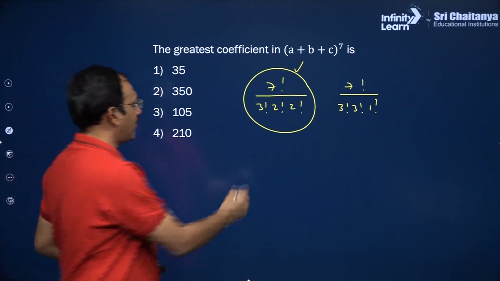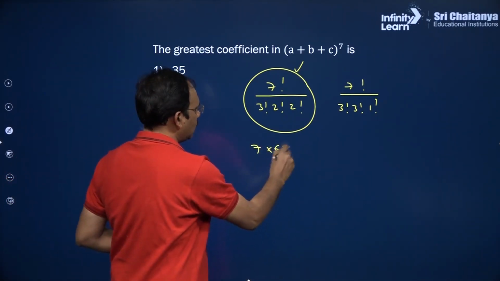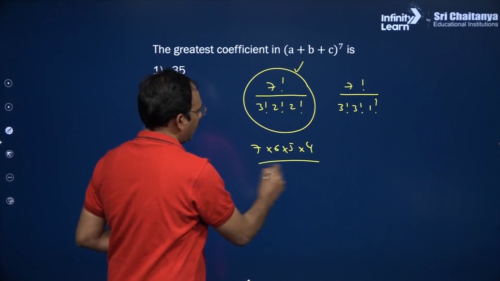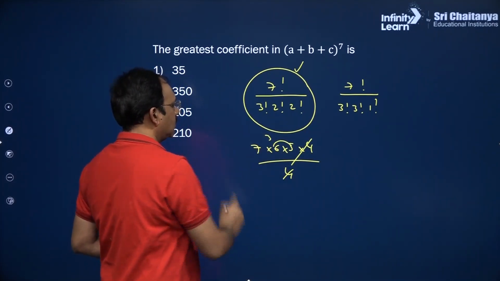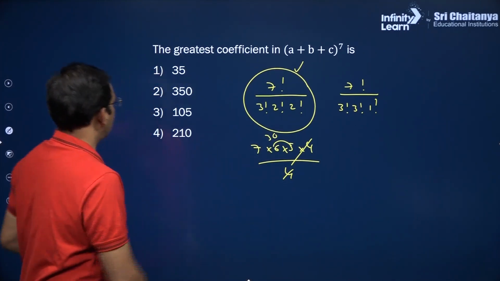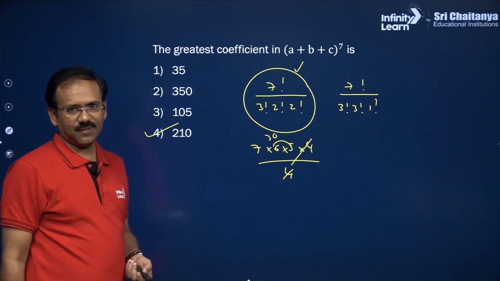Just simplify, my dear friends, this is 7 into 6 into 5 into 4 by 4, my dear friends. This is, you can say, 210, and 210 is the answer. Okay.